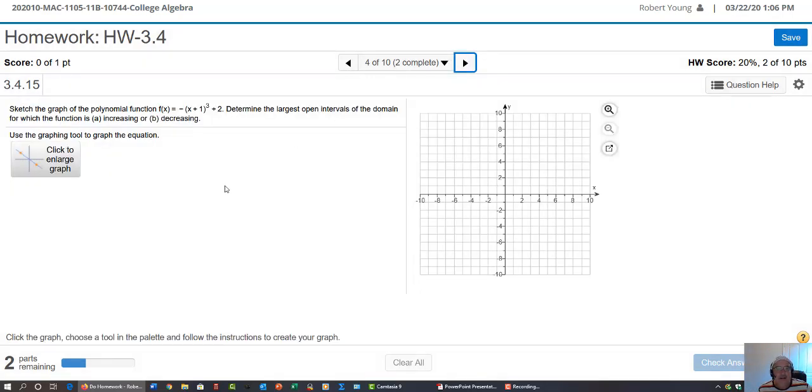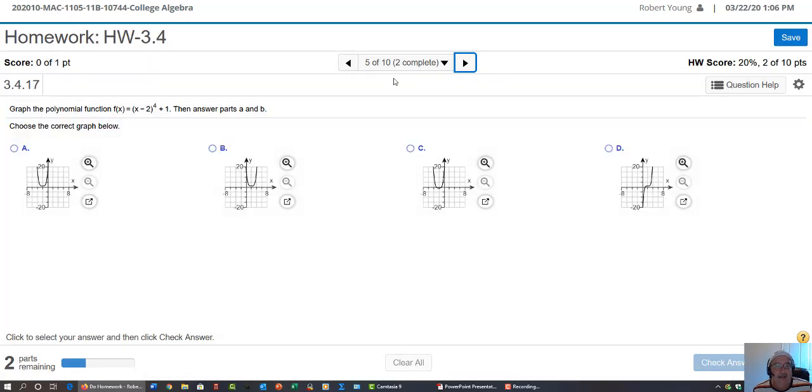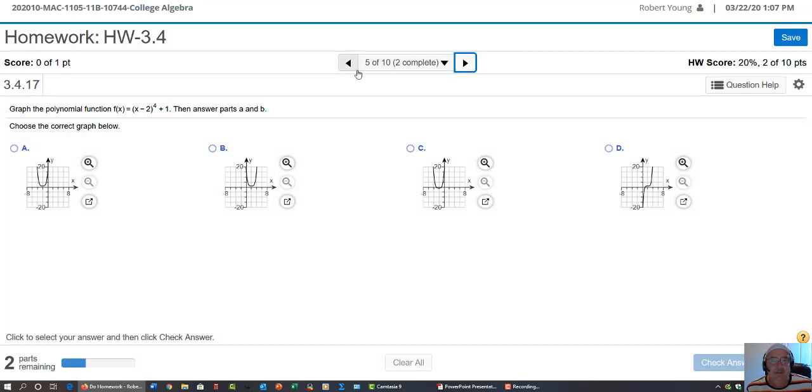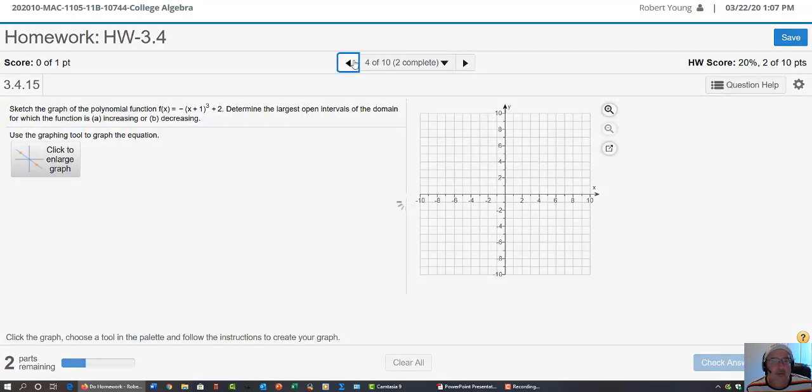Now here is one in MyMathLab that they want you to graph in MyMathLab. All right, so what I think I'm going to do is, let me see if I can go back here and come back this way. All right. Let me go back here and let's look at some of those other ones real quick.